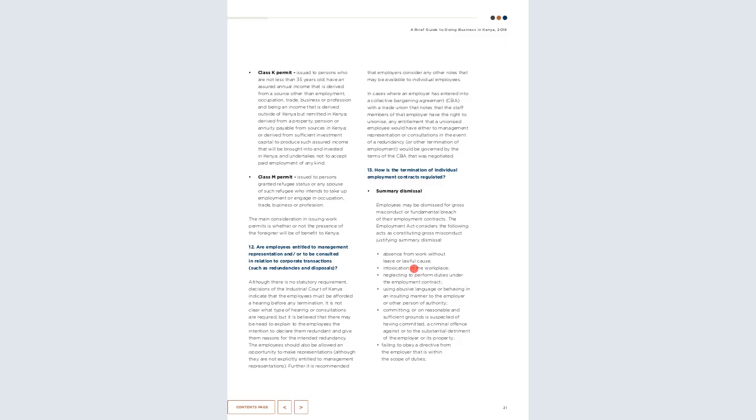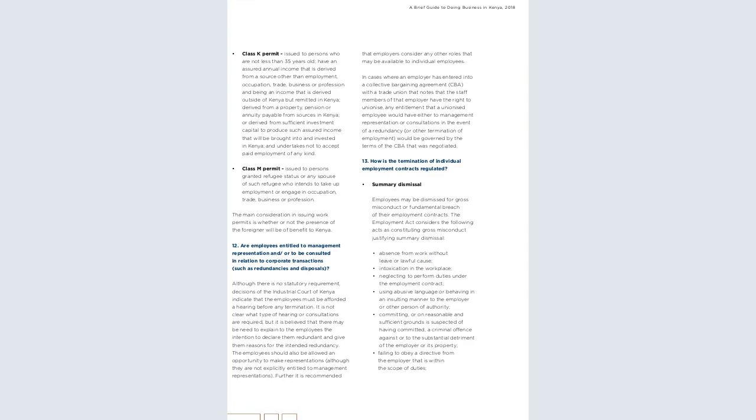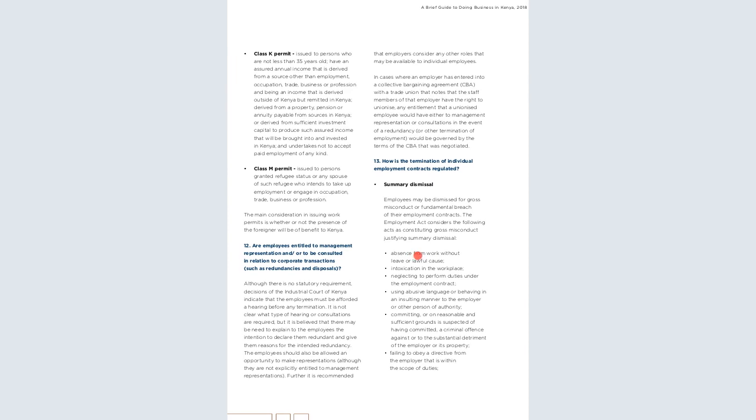Good. Then we have the Class K permit. It is issued to persons who are not less than 10 years old and have an assured annual income that is derived from a source other than employment, occupation, trade, business, or profession, being income derived outside Kenya but limited in Kenya, derived from property, pension, or an annuity payable from sources in Kenya, or derived from capital.